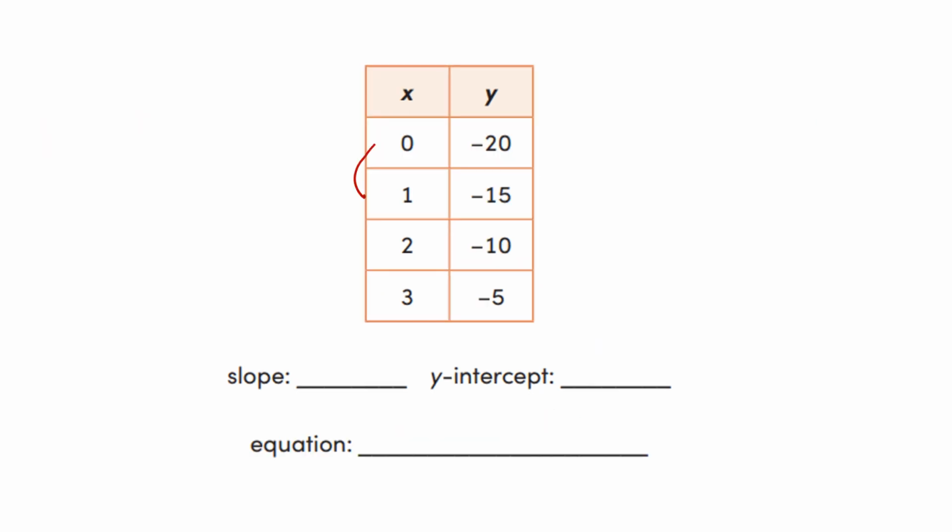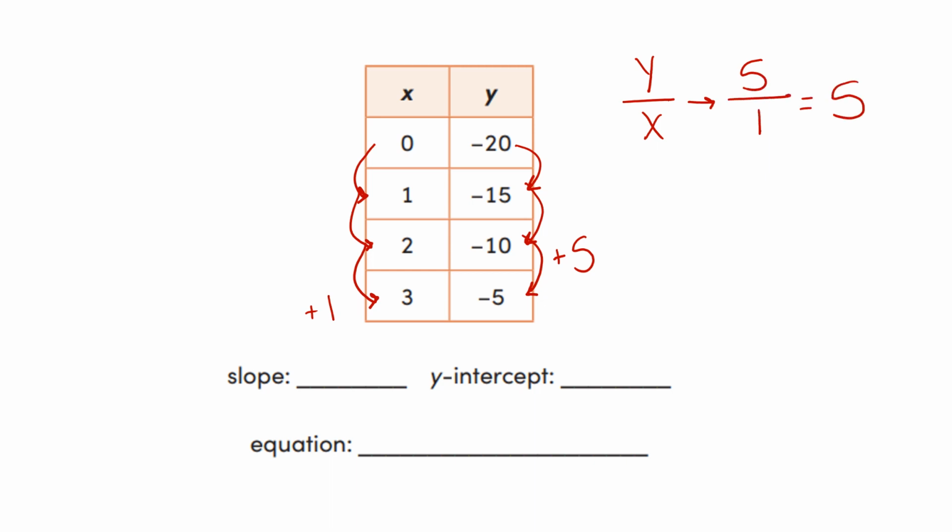For table 3, again, we're finding our pattern in our table. 0, 1, 2, 3 is a pattern of +1. -20, -15, -10, -5 is a pattern of +5. Our numbers are going up. We set them as a fraction, y over x. 5 divided by 1 is 5. 5 is our slope, or our unit rate.